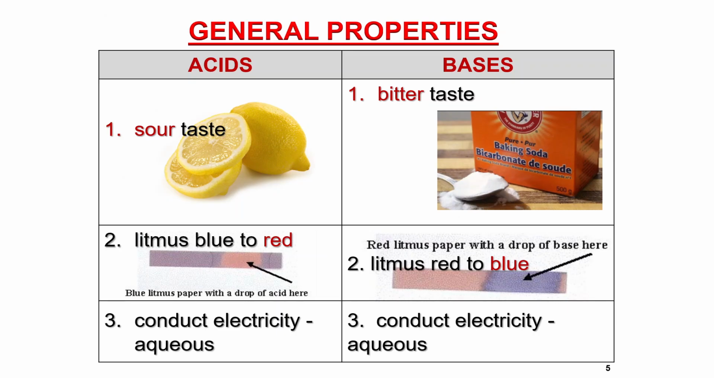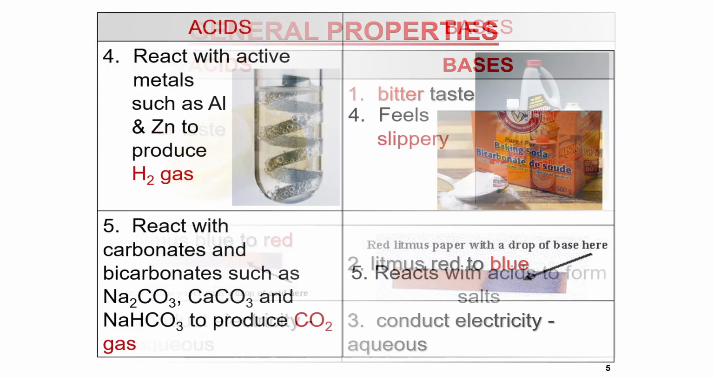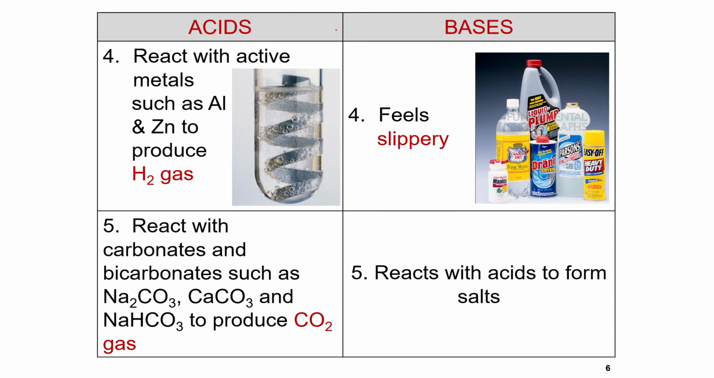So ini contoh. Okay, so general properties of acid and base ini pun kamu tahu. So acid sour taste, base, bitter taste. So untuk identify kita guna litmus paper. Untuk acid, litmus paper blue to red, untuk base, litmus paper red change to blue. Okay, dua-dua boleh conduct electricity in aqueous solution. Okay, for acid react with metal, produce hydrogen gas. So the bubble tu refer kepada formation of gas, hydrogen gas. Base feel slippery.